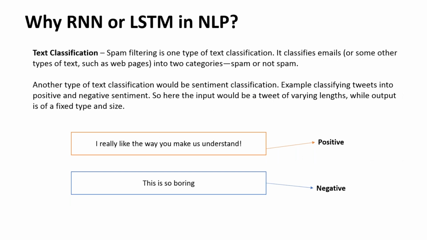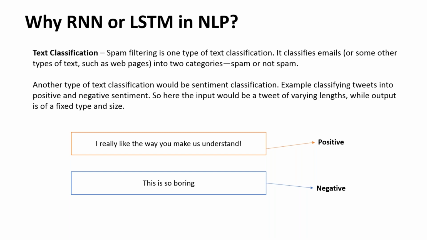Okay, so why RNN or LSTM? We use them for multiple purposes in natural language processing. Text classification is one of the important tasks that we do in NLP. For example, spam filtering is one type of text classification, which classifies emails or some other type of text such as web pages into two categories, spam or not spam. Basically, we are classifying a text as spam or not.